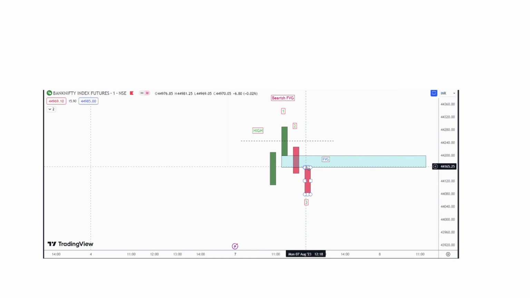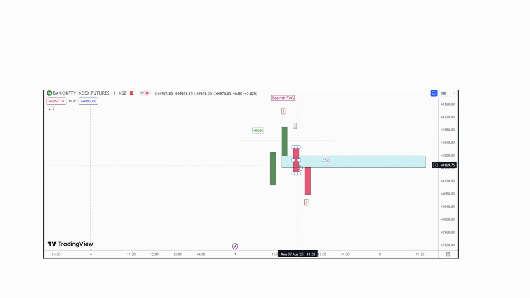Once this occurs, you need to mark candle number one low with candle number three high and make a rectangle like this. This rectangle will be your fair value gap. What's happening here is that price is only being offered on the sell side. There is no price being offered on the buy side. So basically it's an imbalance.